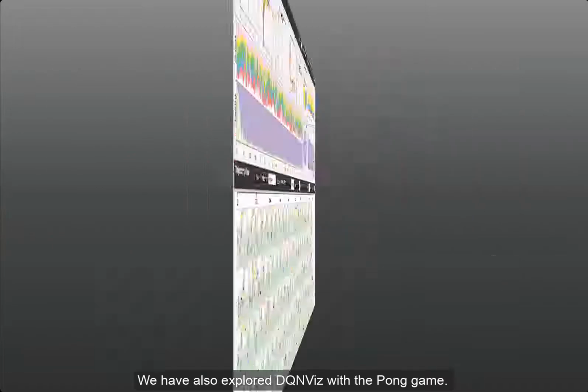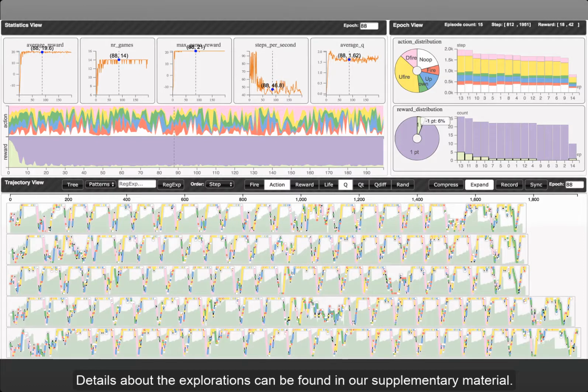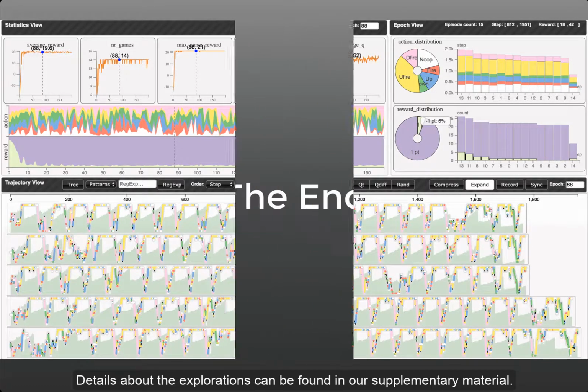We have also explored DQNViz with the Pong game. Details about the explorations can be found in our supplementary material.